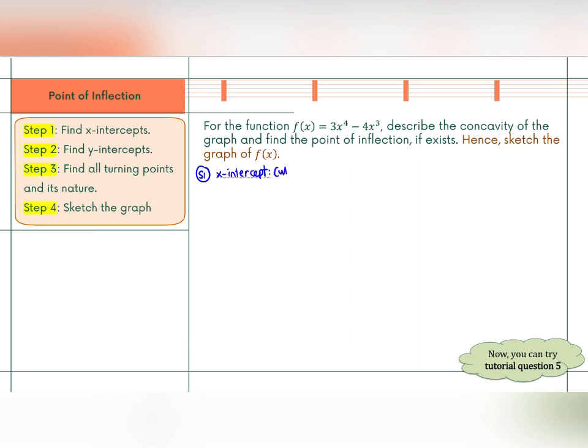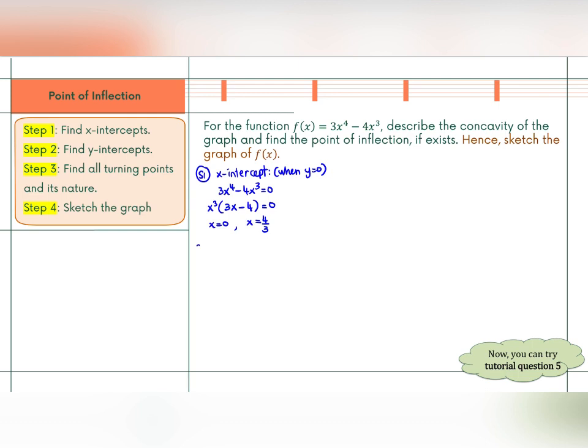This is when our y is equals to 0. So, hanya perlu factorizekan sahaja. So, for example, 3x power of 4 minus 4x cube equals to 0. So, untuk soalan ini, saya boleh factorize x cube. So, kita ada 3x tolak 4 equals to 0. So, my roots will be x equals to 0 and x equals to 4 over 3. So, ini adalah our x-intercept.